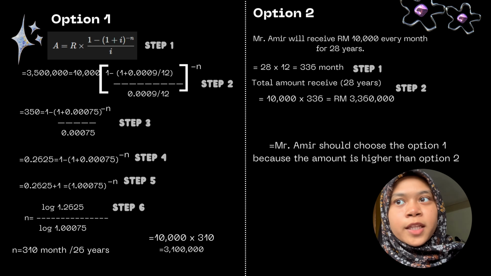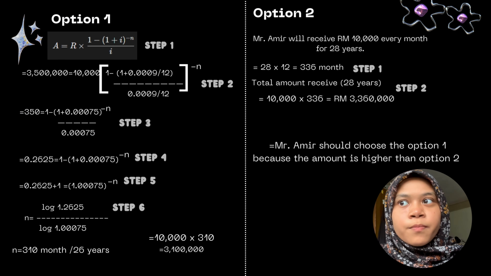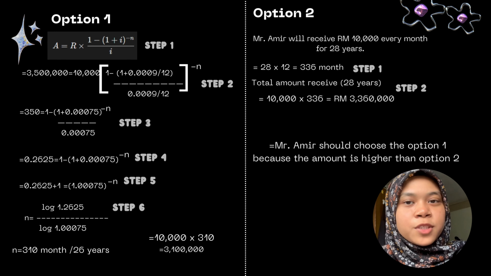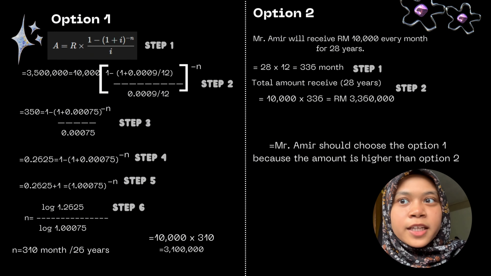So for option 2, Mr. Ami will receive 10,000 ringgit every month for 28 years. So step 1 is 28 multiplied by 12. So we get 336 months. The total amount received for 28 years is 10,000 ringgit multiplied by 336 months. So the answer is 3,360,000 ringgit. So the conclusion is Mr. Ami should choose option 1 because the amount is higher than option 2.